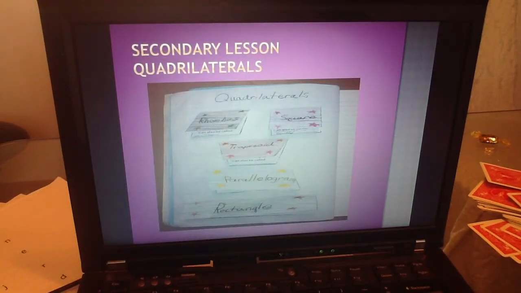And here's an image of a graphic organizer that was used in this lesson.